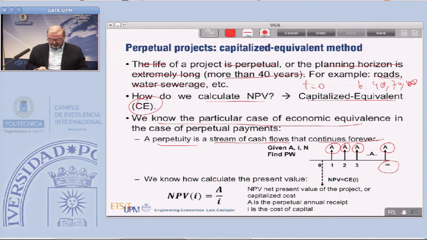And then what is the project net present value of those cash flows? As we know, the formula is the equal amount A divided by i. So this is the capitalized cost of the project, the net present value of the project. A is the perpetual annual receipt, and i is the cost of capital. Let's see an example.